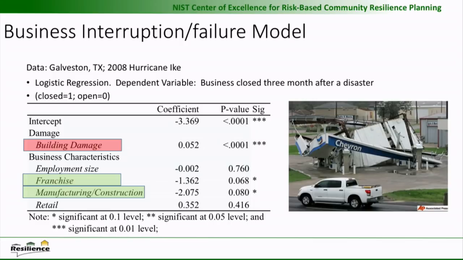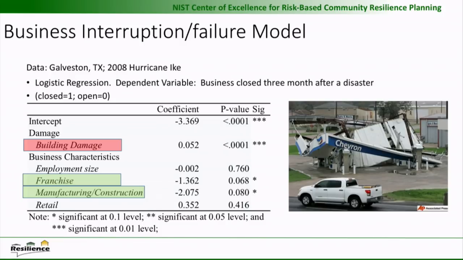We're also looking at businesses and business issues. Dr. Yu Zhao has looked at our business data, looking at interruption or failure models at a 3-month point. That is, did the business fail or is it still in operation after 3 months? The key factors are damage, of course. Damage increases those probabilities of business failure.